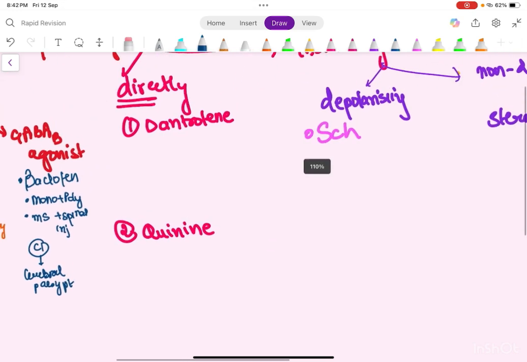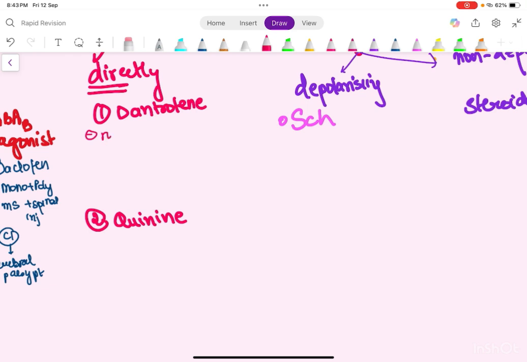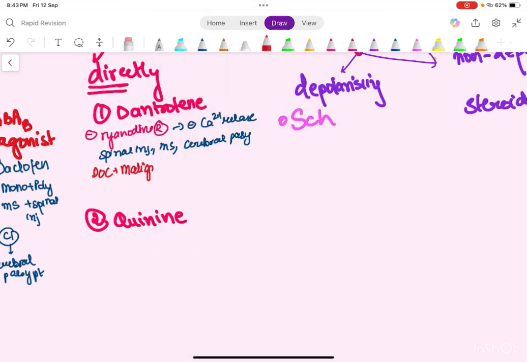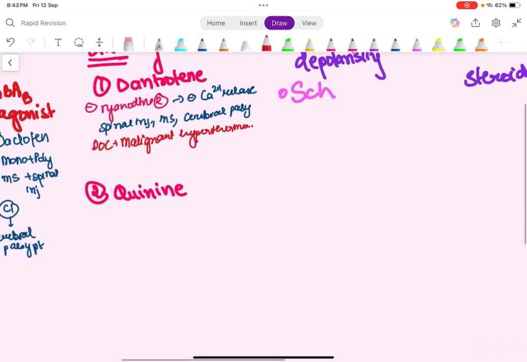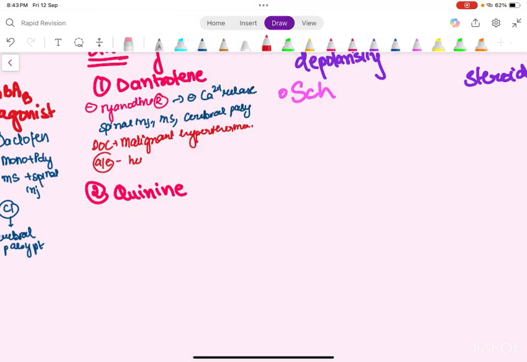Okay, now coming on to the next one, which is dantrolene. The main mechanism of action of dantrolene is that it inhibits the ryanodine receptor, so in turn it inhibits the calcium release. Now indications are spinal injury, multiple sclerosis, and you can also use it in cerebral palsy. Then this is the main question: it's the drug of choice for malignant hyperthermia and neuroleptic malignant syndrome. And it has some adverse effects like hepatitis and muscle weakness.